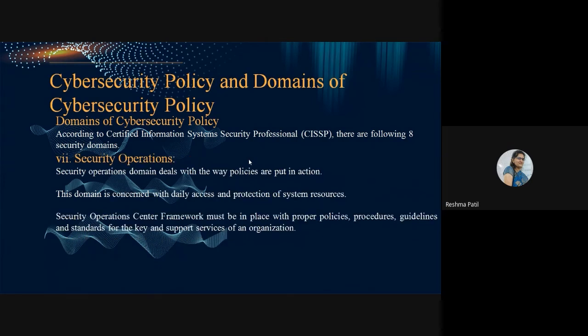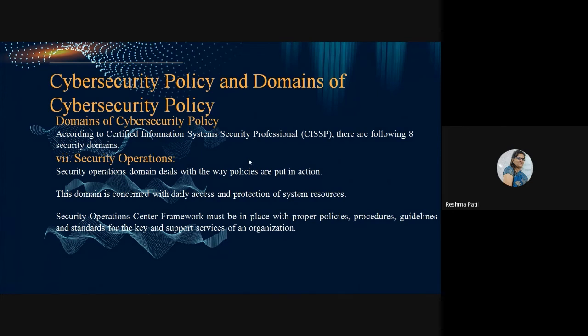And security operations, everything is now installed. Now you will check whether that is working properly or not. Policies are actually implementing. Users are going to access your system. Yes, they are going to access. What are the controls mentioned in the policy document?